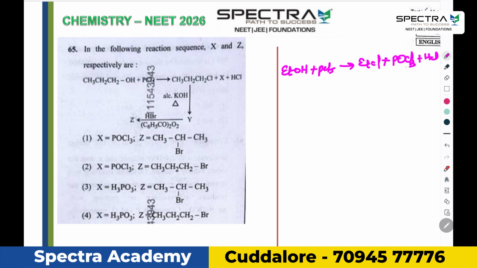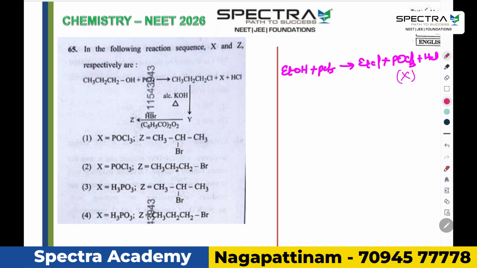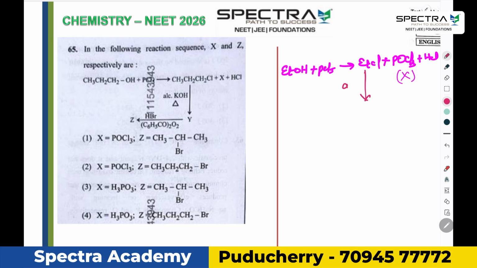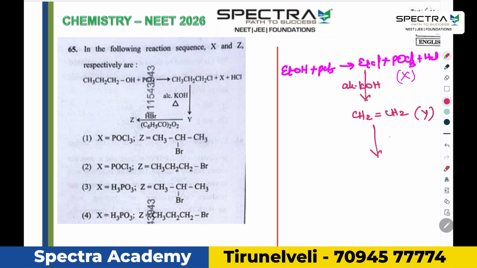X is POCl3. Okay. Then this ethyl chloride is treated with alcoholic KOH. This is a dehydrohalogenating agent. You'll get ethene. This is Y. And when this is treated with, actually that is propyl alcohol, right? Sorry, propyl alcohol. So propyl alcohol, propyl chloride, you'll get propene.